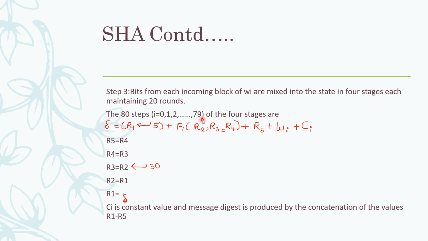So delta is computed by left rotating R1 by 5 bits. Then we use the function f, which we are going to discuss in the next slide, with R2, R3 and R4, then add R5 plus Wi, the word of that round. The function depends on the value of i, and Ci is the constant value. Next we assign R4 to R5, R3 to R4, R2 to R3, R1 to R2, and delta is assigned to R1. So the message digest, or the hash value, is produced by the concatenation of the values of R1 to R5.